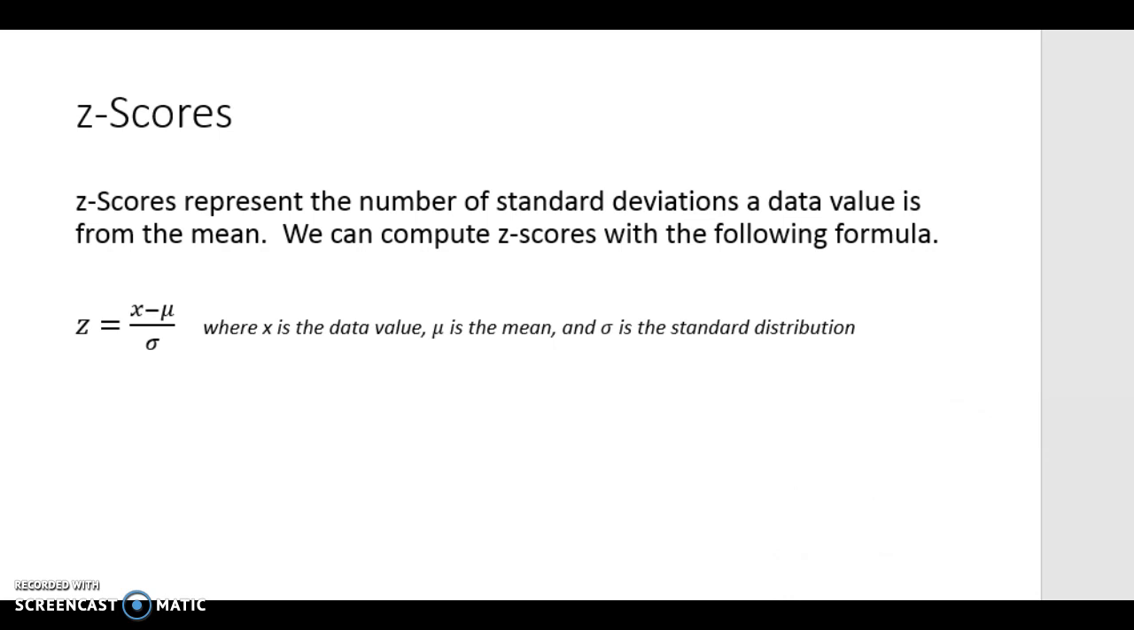So a z-score of +1 would be 1 standard deviation to the right. A z-score of -2 would be 2 standard deviations to the left. And if we're given a data set with a mean and a standard deviation, we have this formula here to calculate the z-score. The x is whatever data value we have. The mu, which looks like a u, is the mean, and the lowercase sigma is the standard deviation.